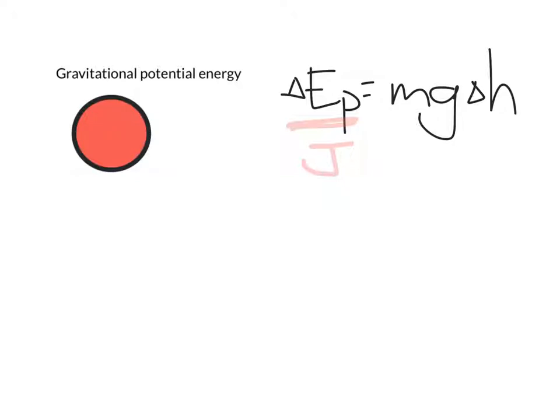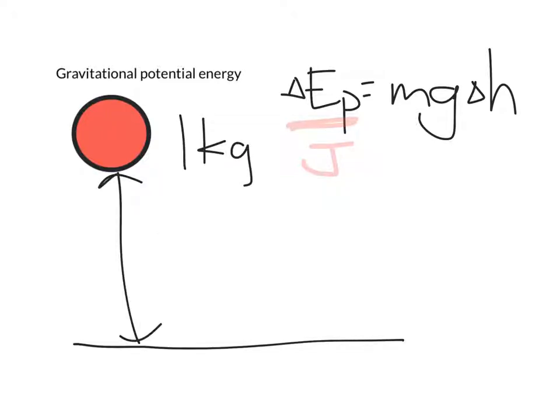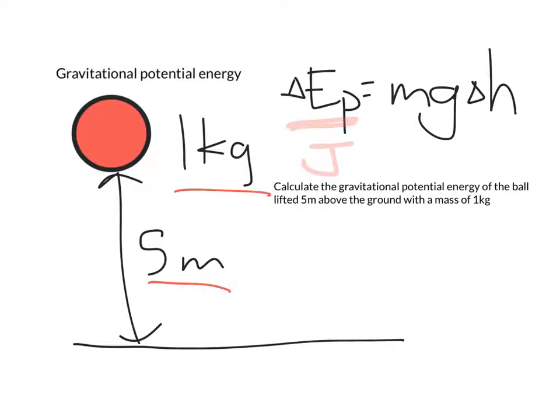So let's have a look at an example so we can see what's going on with this equation. I've got a ball here and it's 1 kilo and it's 5 meters above the ground. What this equation is telling us is that gravitational potential energy depends on the height above the ground, and also the object's mass. So if the object has the same mass, the higher you lift it above the ground, the more gravitational energy it's going to have.